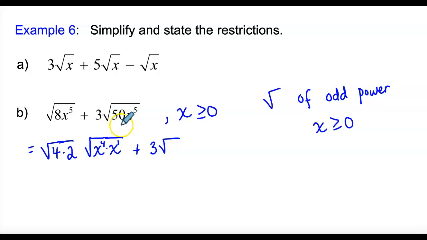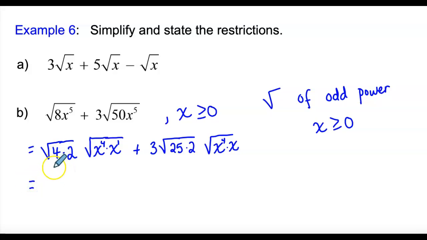If we were to write it as a product of a perfect square and some other number, we would write it as 25, which is a perfect square, times 2. And we'll multiply that by x to the power of 4 times x, under the square root of that product. Okay, so now we can start simplifying.